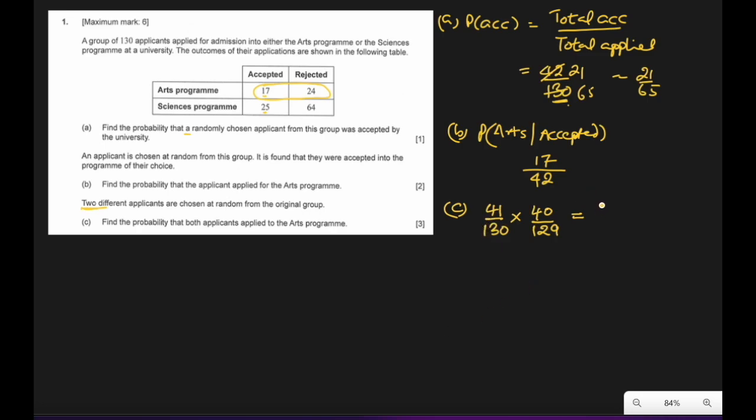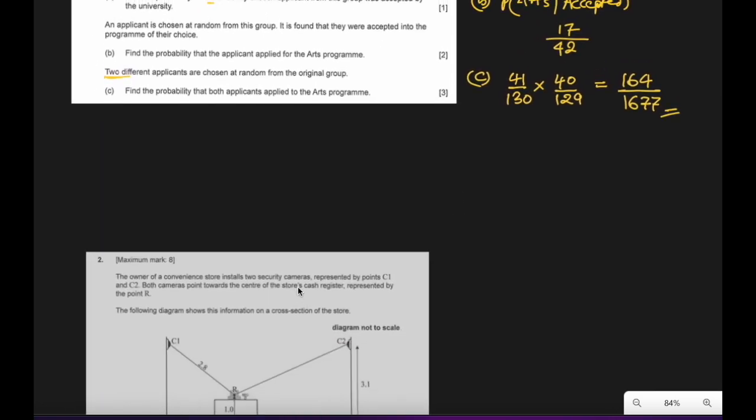It's 164 over 1677. That's the answer. Moving on to question number 2.